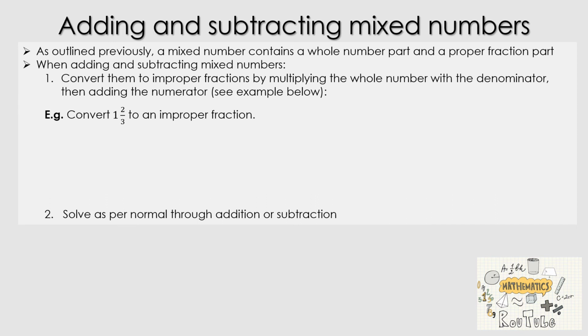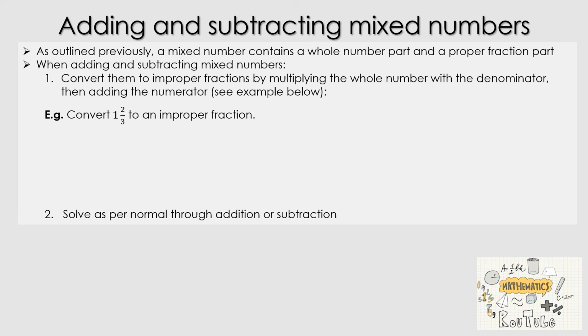All right, let's now move on to our last part of this video, which is to add and subtract mixed numbers. So as stated at the start of the video, a mixed number contains a whole number part and a fraction. So when adding and subtracting mixed numbers, these two steps need to be taken. Okay, so the first step is to convert them into improper fractions by multiplying the whole number with the denominator, then adding the numerator. All right, so let's have a look at this example here.